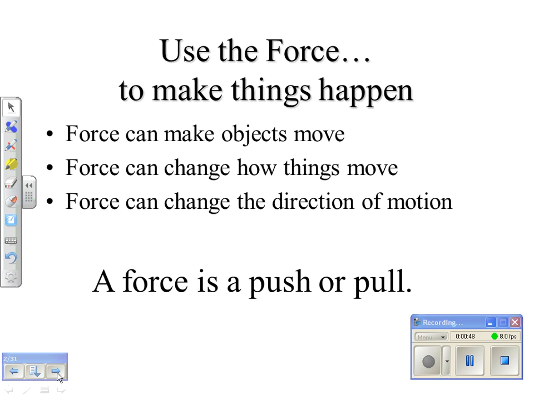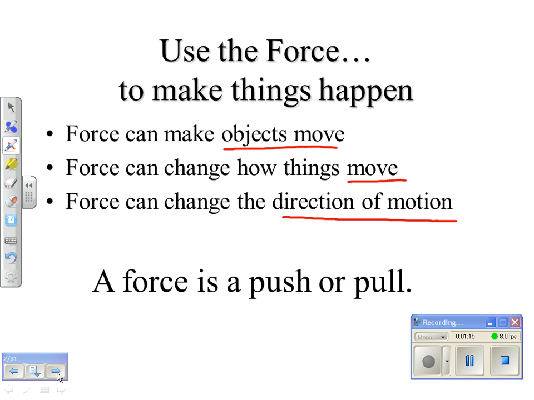All right, there's several things that force can do. Force can make objects move. Make sure this is going to be stuff you're going to start writing down. So force can make objects move. Force can also change how things move. For example, if something's already moving, it could make it move faster or make it move slower. That's changing how it moves. Force can also change the direction of motion. So anytime you have a change in direction, there must be some kind of force doing that.